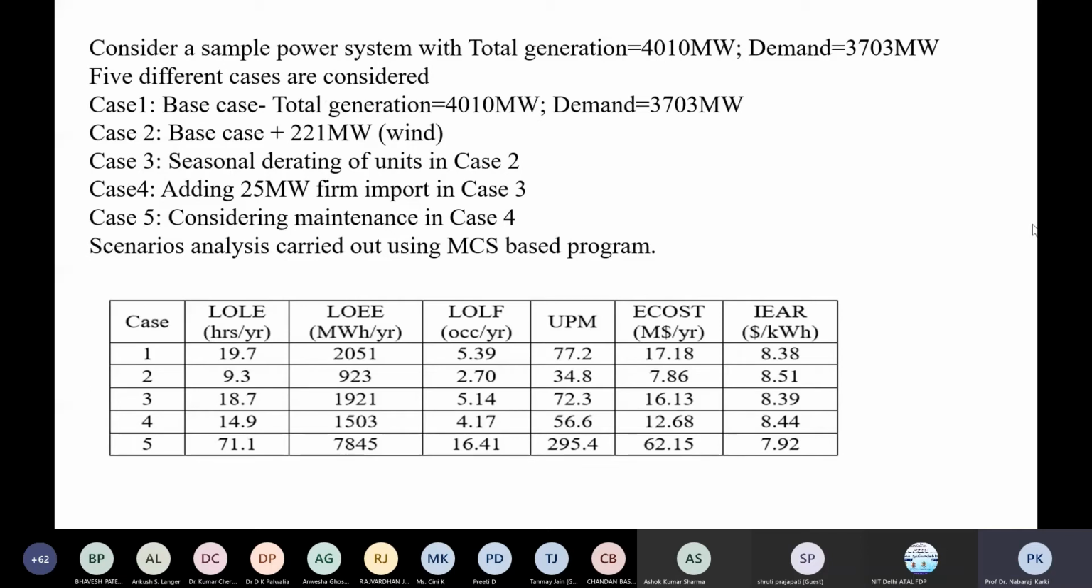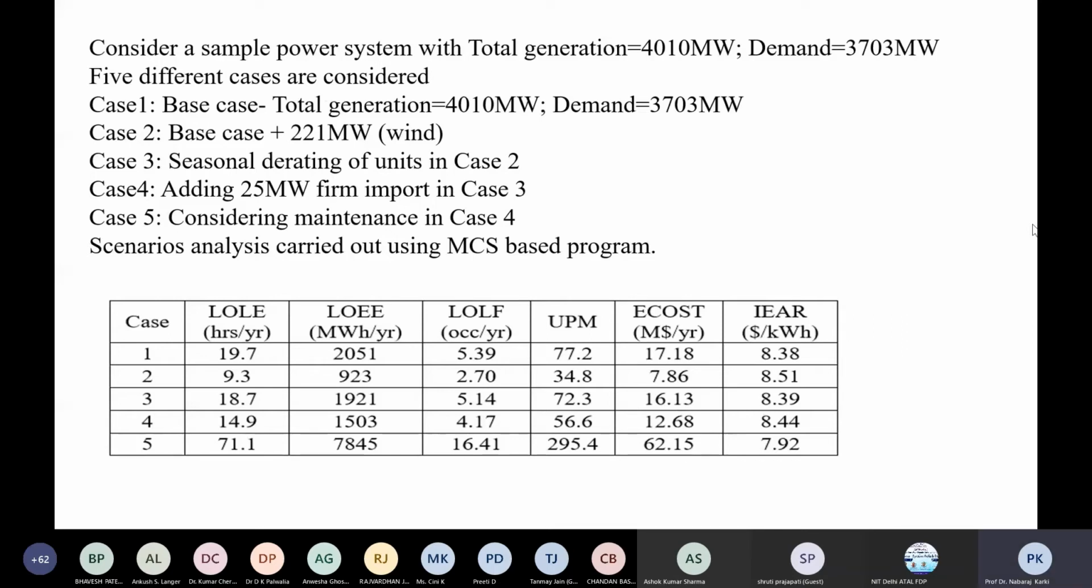Again in scenario 4, the LOLE value decreases because we have added 25 megawatt capacity. Firm import from a neighboring entity is like adding a 25 megawatt unit to the existing system. So we had added this, and this again goes down to 14.9 hours per year.